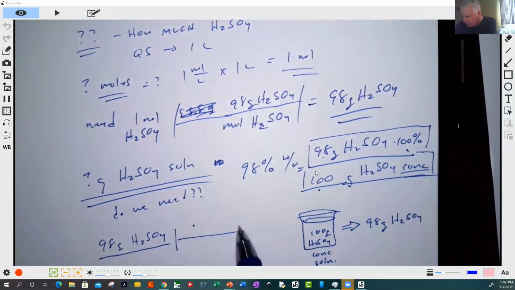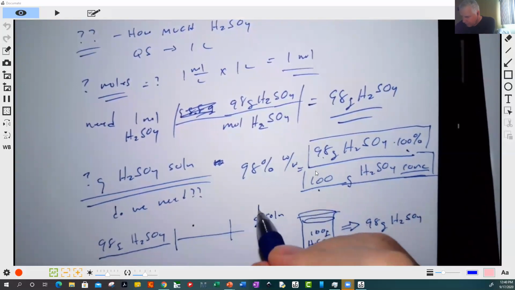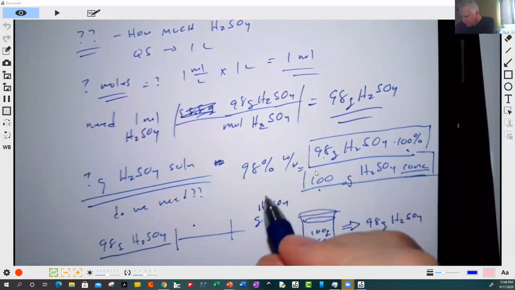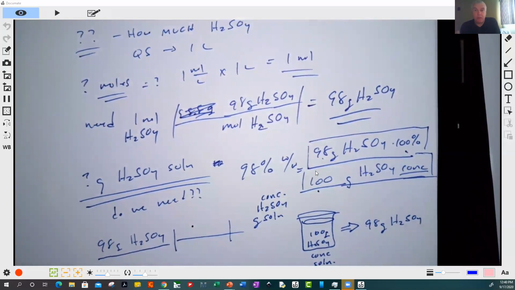So 98 grams of sulfuric, we can then multiply this by some factor that's going to turn it into grams of concentrated H2SO4 solution. Now what will that factor be? Numerically it's kind of trivial, but Jorge was onto it with this one minus bit, and you were there too, Giselle. But we have to find a single factor by which we can multiply the 98 grams to get concentrated acid solution grams.